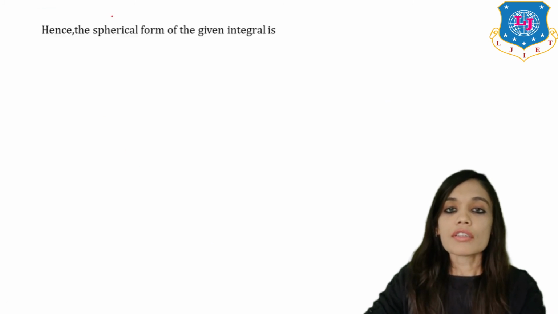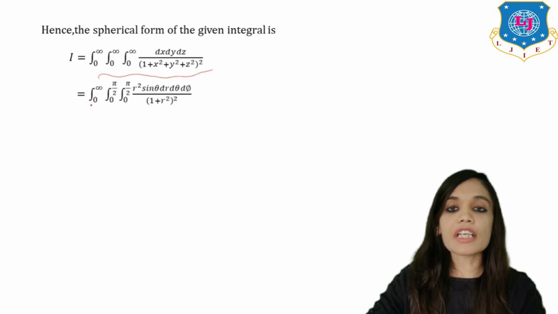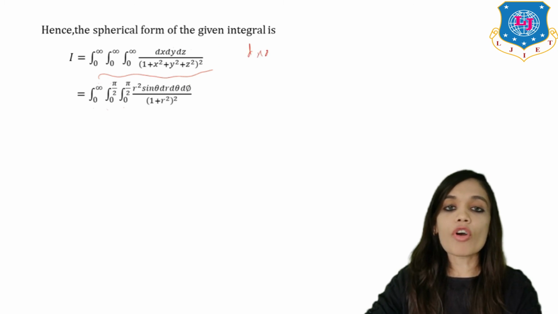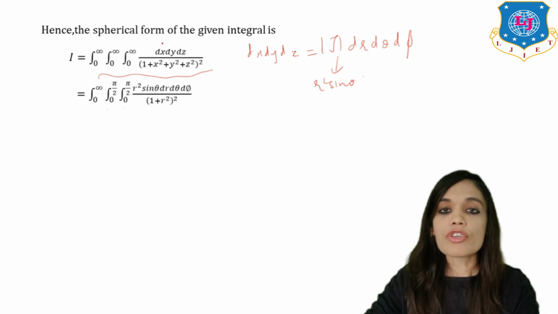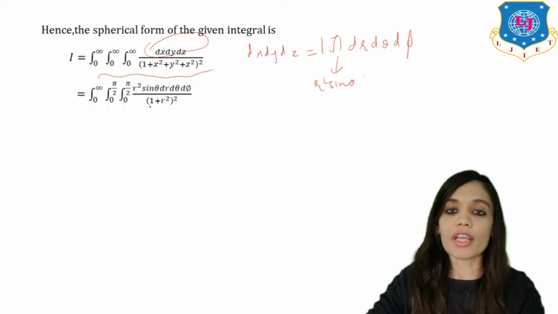Now, the spherical form of our given integral will be a triple integration. Put the limit of r first, 0 to infinity, then the limit of theta, that is 0 to pi by 2, and lastly the limit of phi, that is 0 to pi by 2 again. Now we will replace dx, dy, dz by mod J times dr, d theta, d phi. But our mod J is r square sine theta, so we replace it by r square sine theta dr d theta d phi.